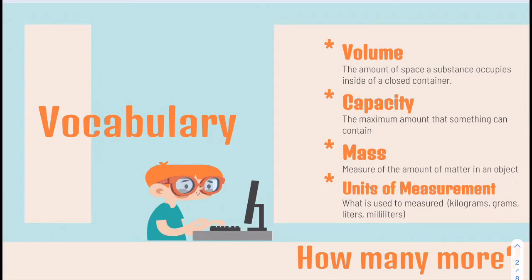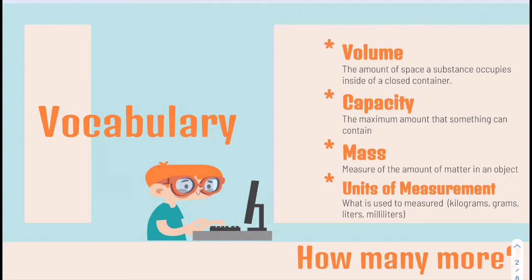Mass is the measure of the amount of matter in an object. So mass is kind of how heavy something is. You'll learn a lot more about matter and what that means later on in science and higher grades. But just know that the mass is the measure of the amount of matter in an object. So kind of think of it about how heavy it is.